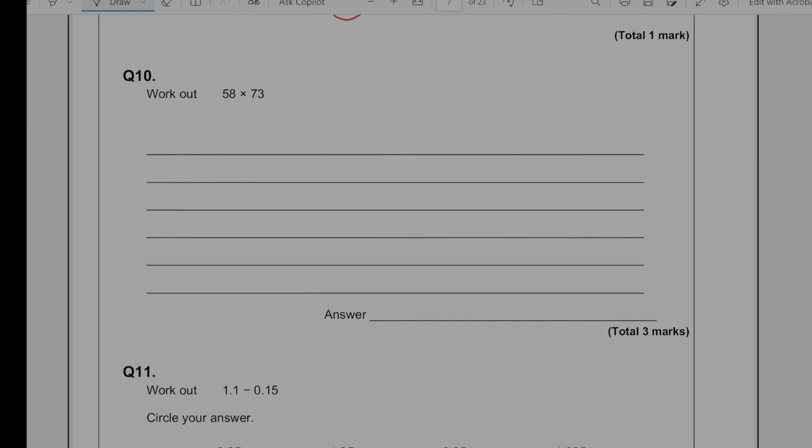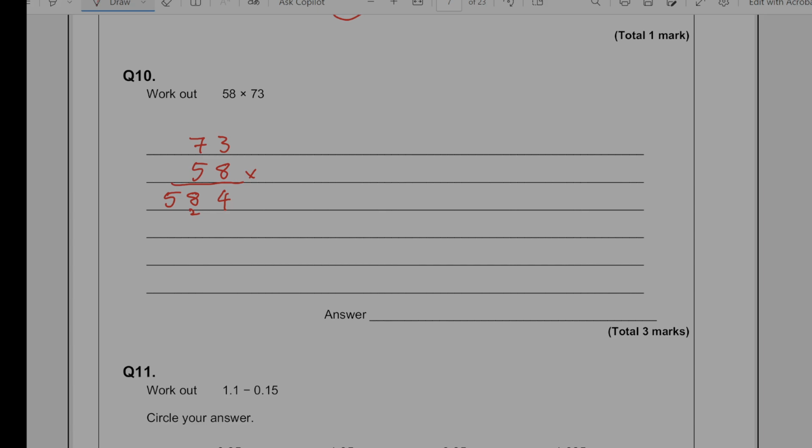Right, question 10. Work out 58 times 73. So this is just checking our column multiplication. I always like to do my multiplication where I put my larger number on top, so I'm going to treat it as 73 times 58. My first step is to times everything by 8. So 8 times 3 would give me 24. Put a small 4 there and a small 2 there and a large 4 there. Then I'm going to do 8 times 7, which is going to give me 56 plus the 2, 58.